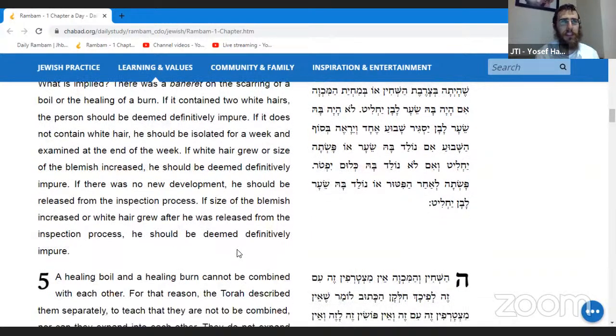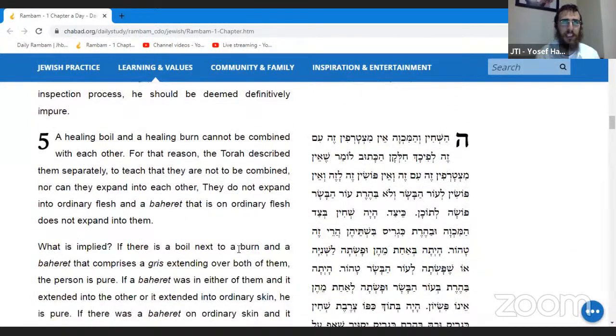If the size of the blemish increased or white hair grew after he was released from the inspection process, then he would become tameh, but he would not need to wait for that. We can assume that he's fine. At that point, he is pure until proven impure.